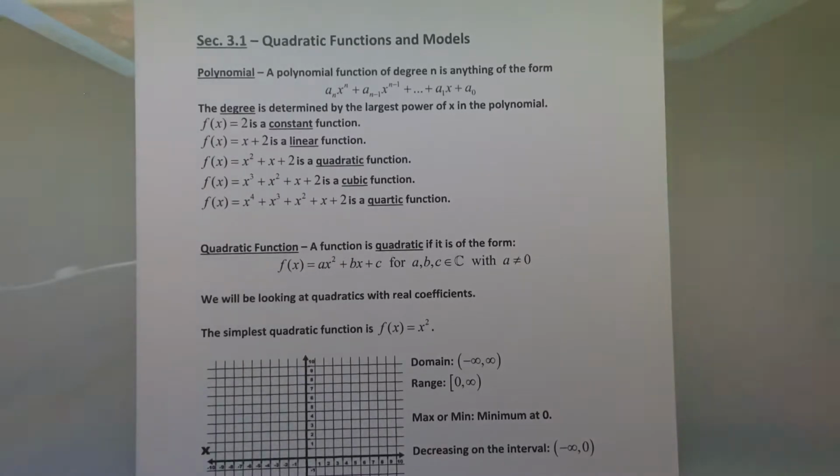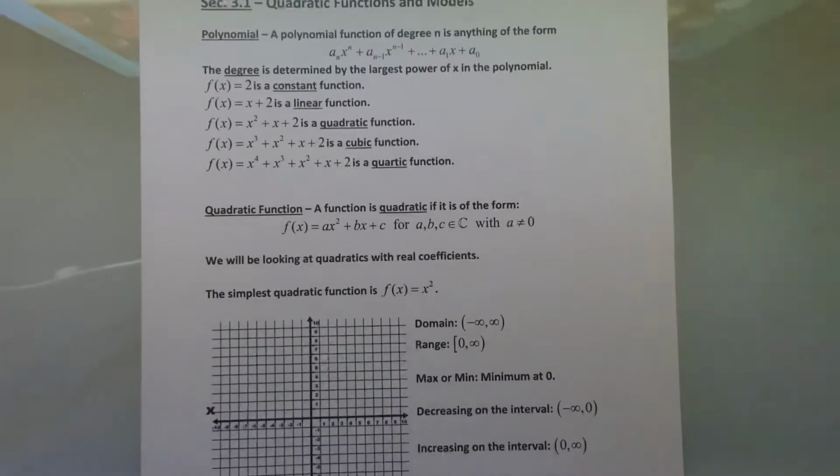Something like f of x equals 2, where there are no powers of x, is a constant function. f of x equals x plus 2 is linear. x squared plus x plus 2 is quadratic, then cubic, quartic, and so on. After about cubic, they usually just refer to them as fourth degree, but they have names. But if you want to call them a fourth degree polynomial, that's fine.